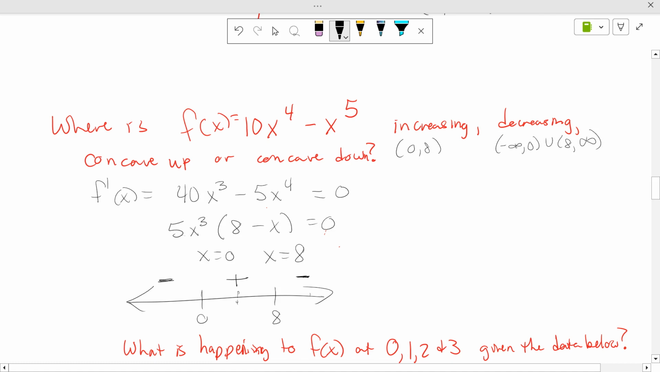Concave up, concave down, what do I do? Second derivative. So it's 120x squared minus 20x to the third. Factor out 20x squared, and we get 6 minus x. So x equals 0, x equals 6.